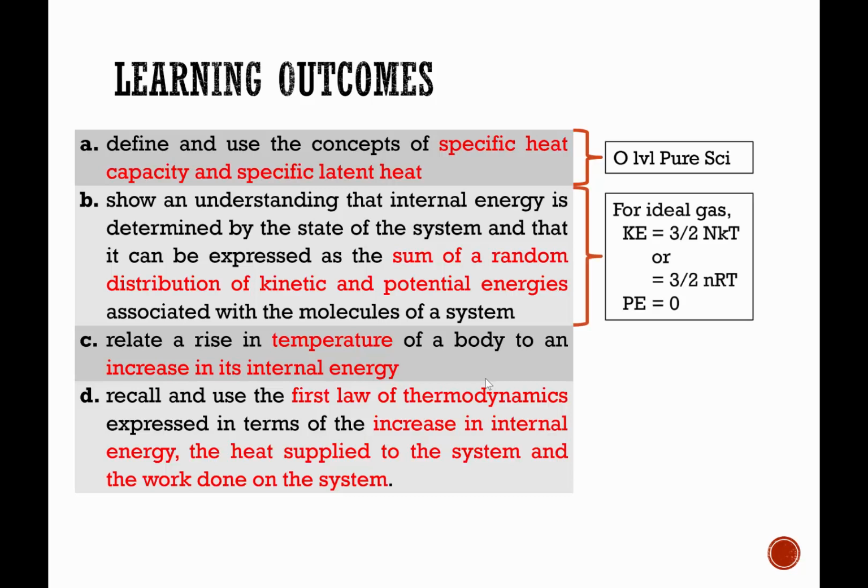And then learning objective B is basically a small extension and a rehash of what we have already learned in chapter 11, where I have already introduced the term internal energy. I have also explained to you that for ideal gases, internal energy is basically just the kinetic energy due to random motion. And then intermolecular potential energy is zero because, based on the very first assumption in kinetic theory, intermolecular forces are basically negligible except during a collision. So that is why potential energy is actually zero.